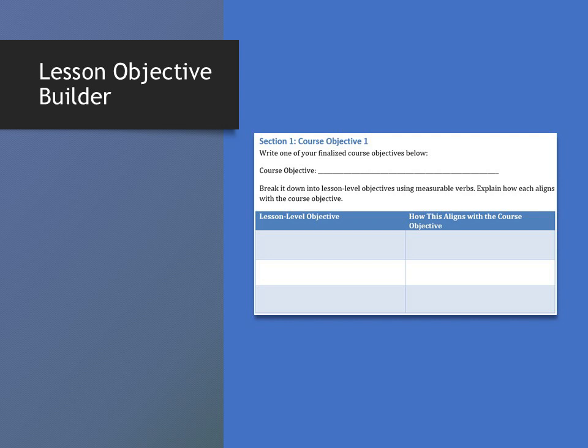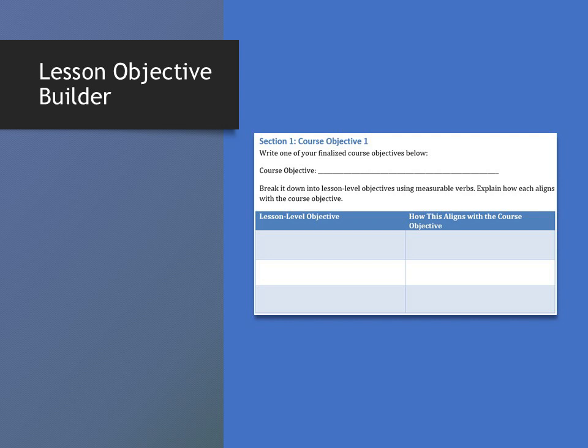Go ahead and try this now for your own first course objective. Use the worksheet to write the course objective at the top of section 1. Brainstorm lesson objectives underneath. Explain how each one aligns with your course goal in the second column. Pause here while you work.